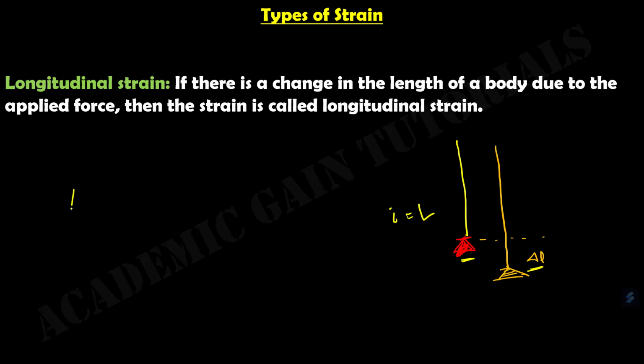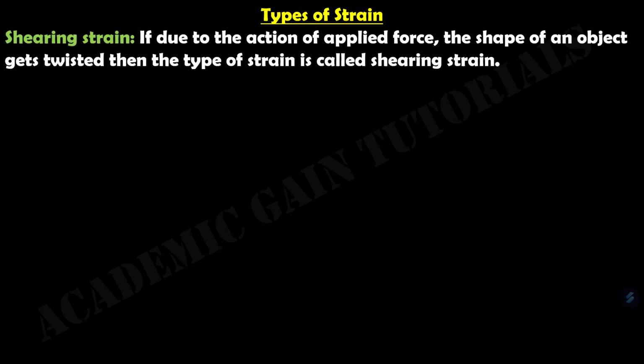And the formula of longitudinal strain is change divided by initial length. This is our change in length and this is our initial length. So this is longitudinal strain. The next one is shearing strain. So what is shearing strain?